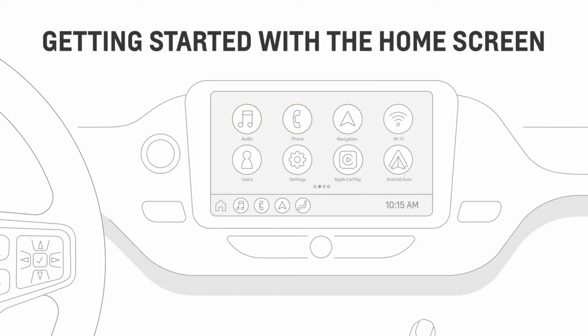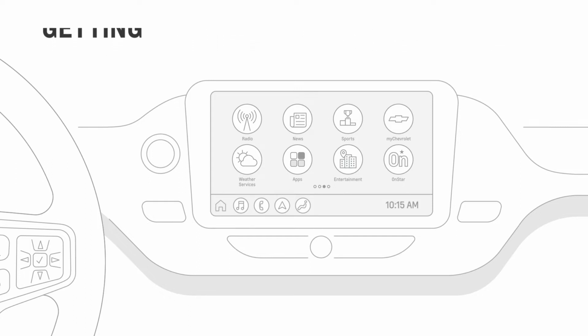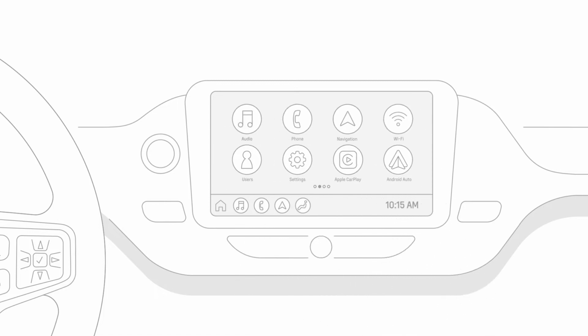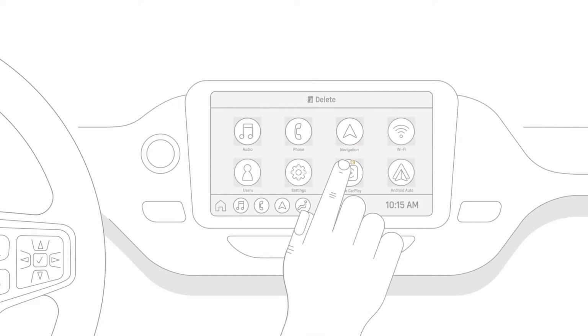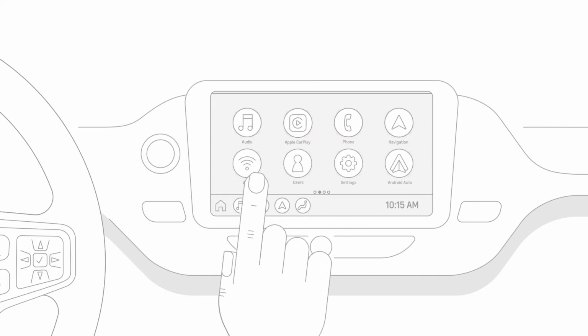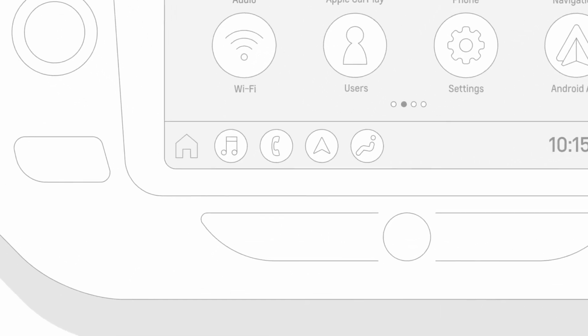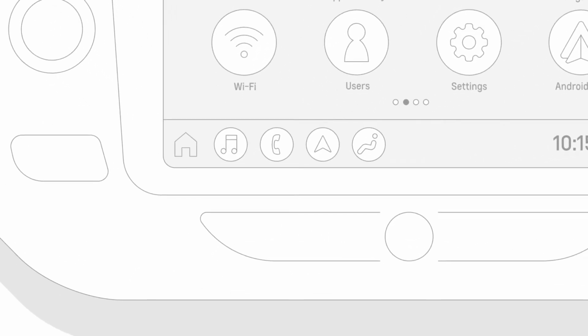And on select vehicles with an eligible connected services plan, you can also access your favorite in-vehicle streaming apps right from your infotainment screen. You can swipe left and right to view additional apps, or rearrange the icons by tapping and holding an app icon until it pulses, then dragging and dropping it to a new location. And the functions you use the most are all located right here, front and center in the app tray.